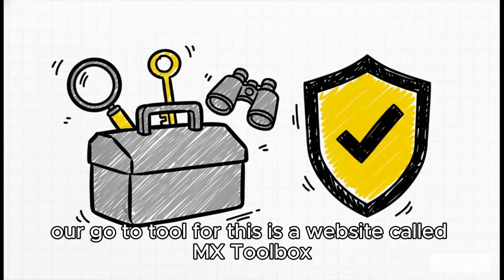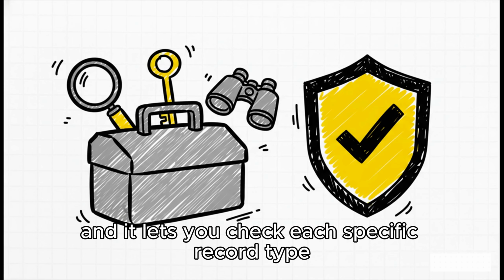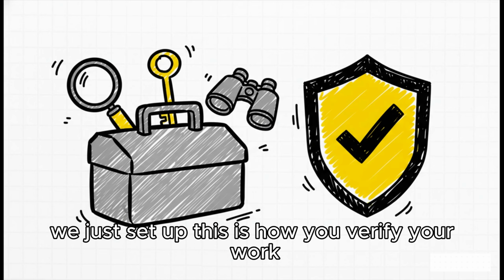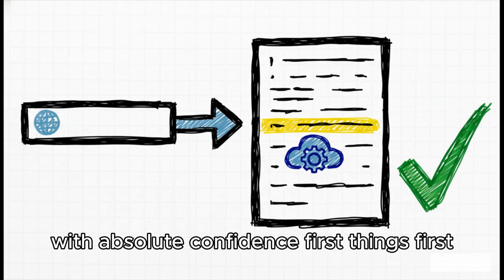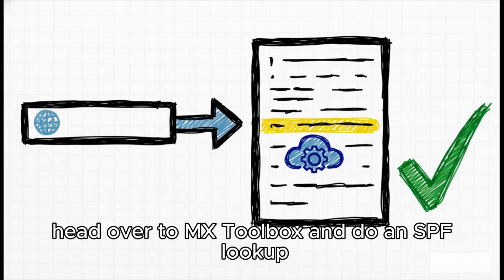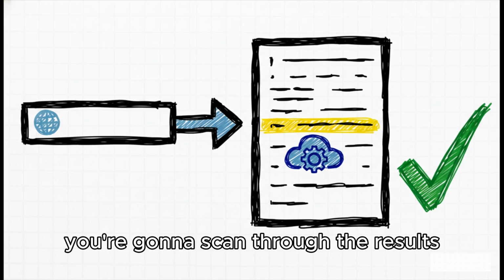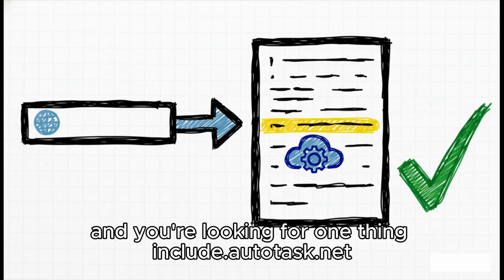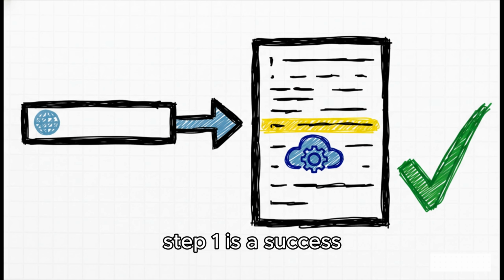Our go-to tool for this is a website called MX Toolbox. It's totally free, super reliable, and it lets you check each specific record type we just set up. This is how you verify your work with absolute confidence. First things first, head over to MX Toolbox and do an SPF lookup. Just type in your company's domain name and hit go. You're going to scan through the results, and you're looking for one thing, include.autotask.net. If you see that in the text, boom, step 1 is a success.